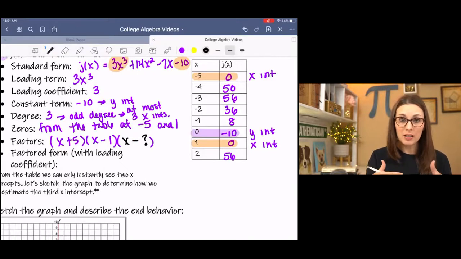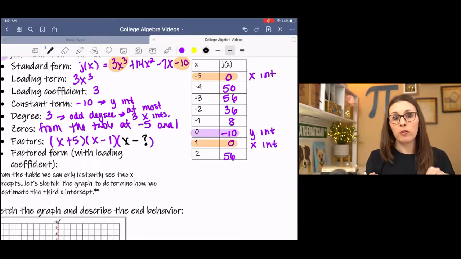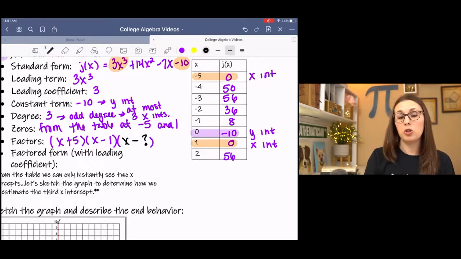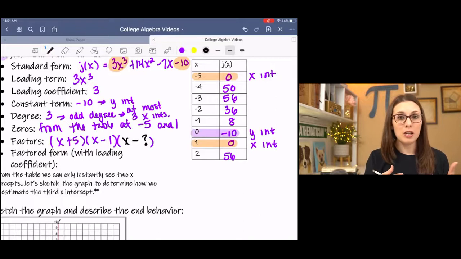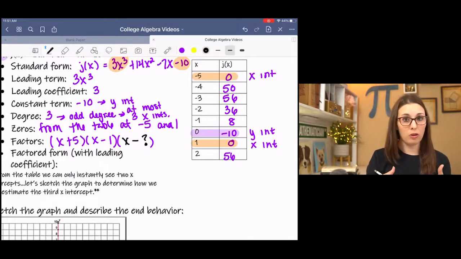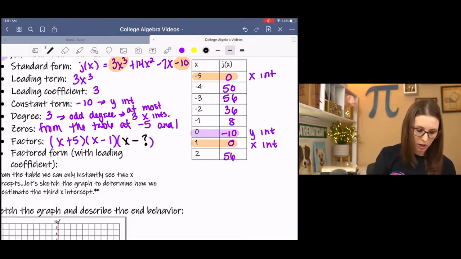In the next lesson, which is in the next video, I'll actually show you how to find it exactly. But for now, we're going to leave it like that. In this example for this particular lesson, we're just going to estimate where we think it might be. And you can estimate by looking at the table or the graph. I will show you both, but I'm going to start with the graph.